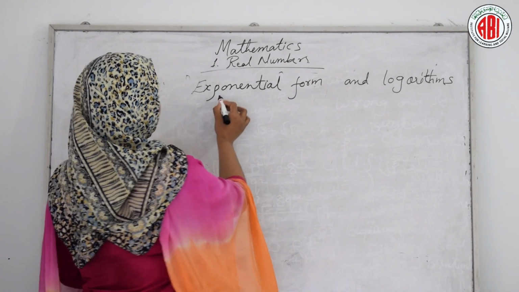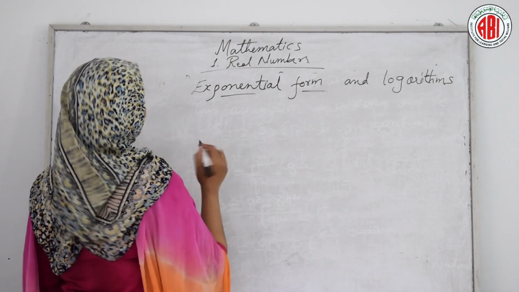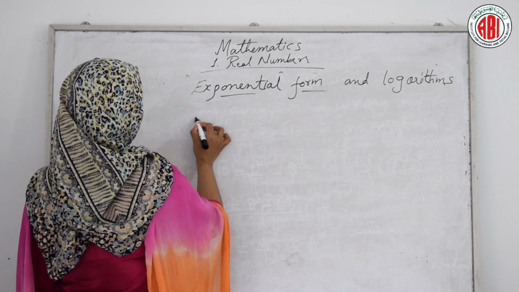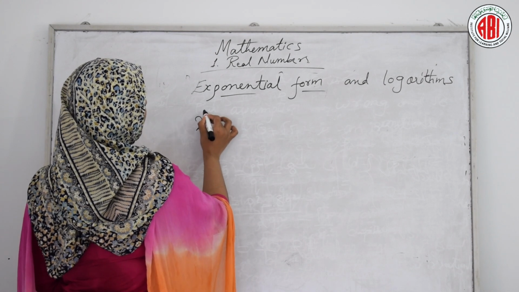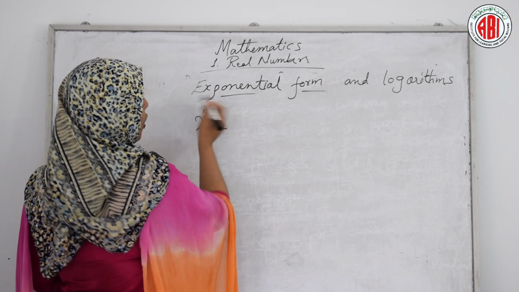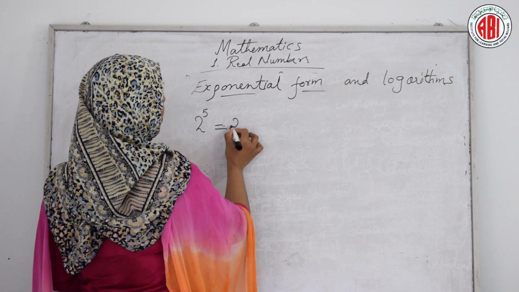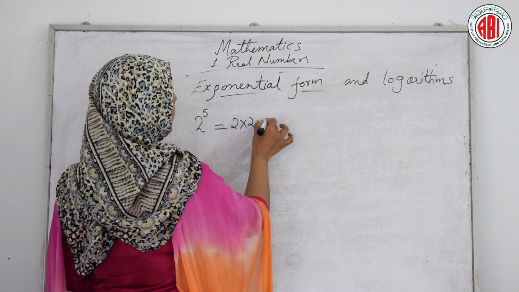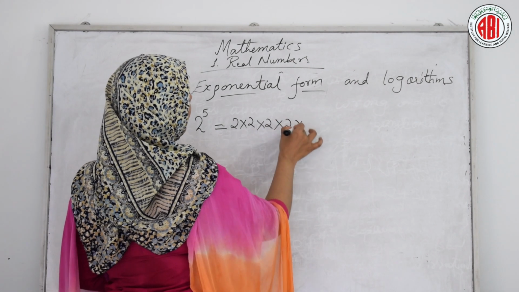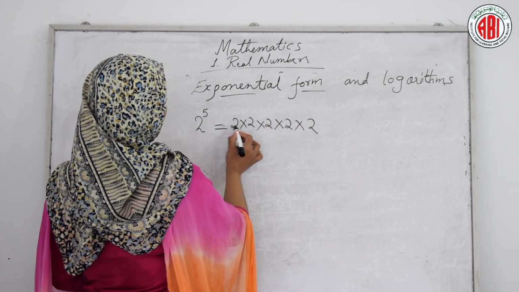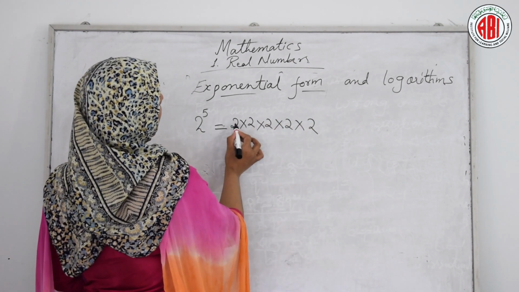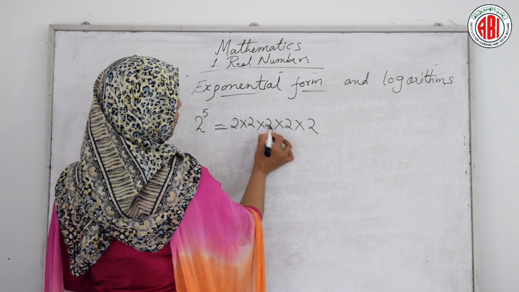What is that? Let us recall it. Suppose you write a number like 2 power 5. How will we do this? 2 power 5 is nothing but 2 times 2 times 2 times 2 times 2. That means 5 times you have to write the same number. 2 into 2 into 2 into 2.